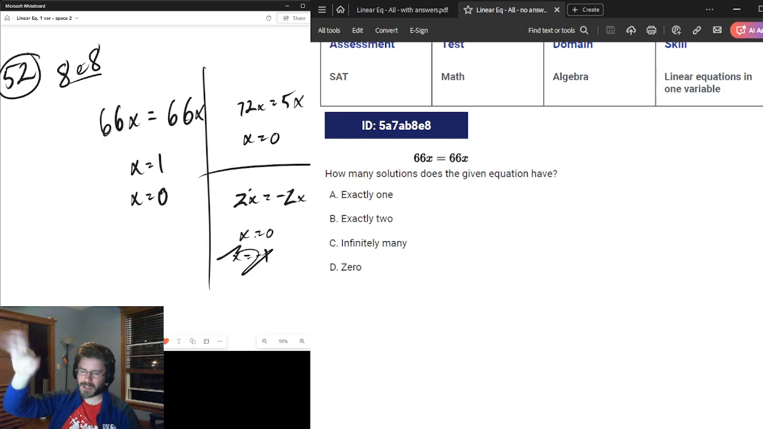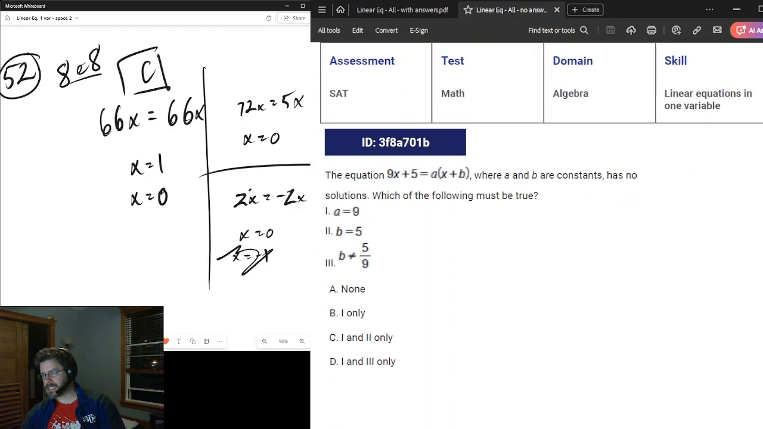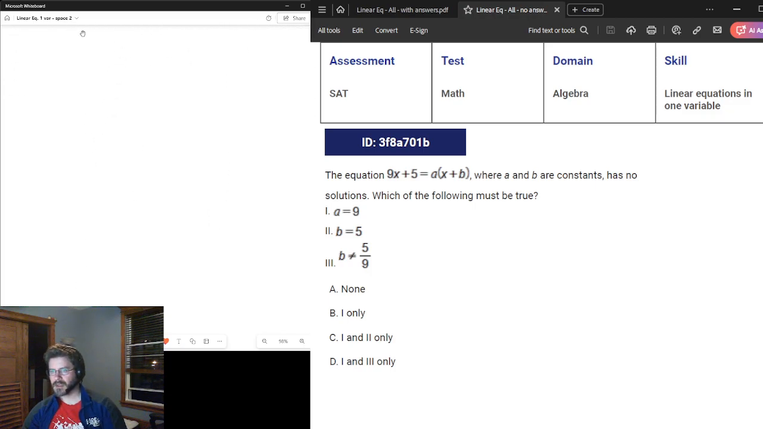This gets funny when you square the x, or when you have like a square root of x. But if it's just x, the coefficients, just like parallel and perpendicular lines, if the slopes are the same, they're infinite. Slopes and y-intercepts are the same, it's infinitely many solutions, so it's got to be C here. Always be critically thinking, never trust your assumptions. It's life advice there. All right, we got 53, ending 01B.